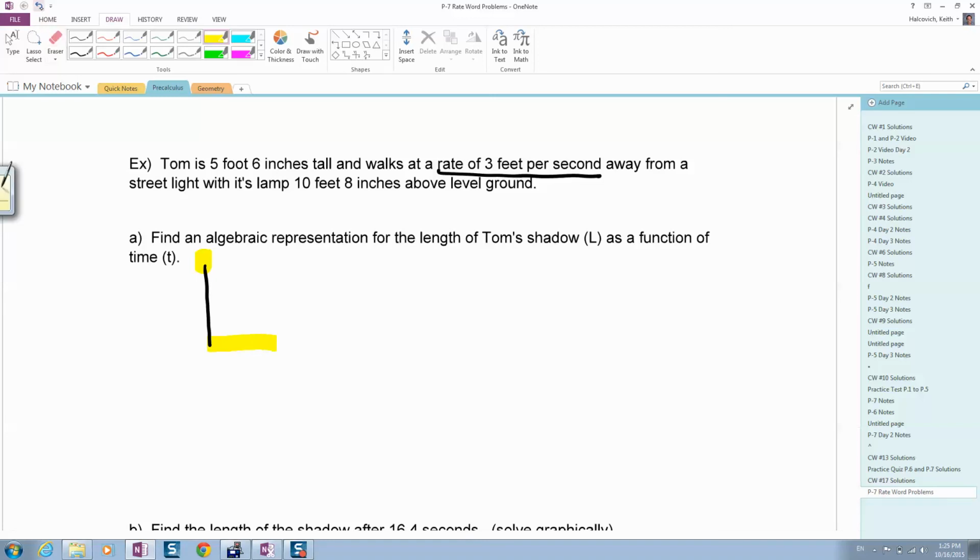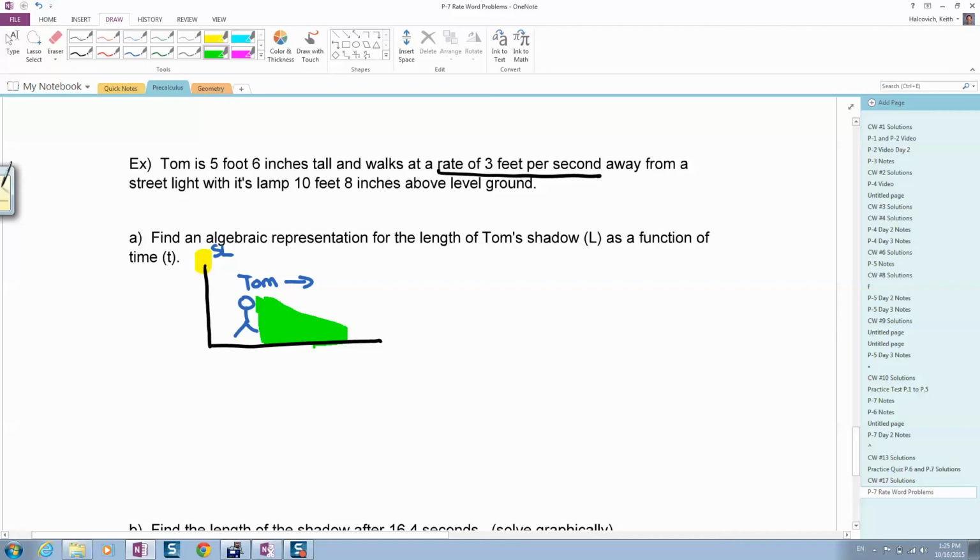That's not what I wanted. All right, then here's Tom. And he's walking away from the street lamp. So here's the street lamp. Tom's walking away. And then his shadow is going to keep getting bigger, or his shadow is going to keep getting smaller as he walks further away from the light.